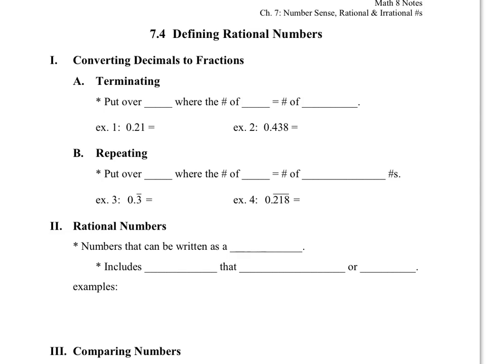So our next section, defining rational numbers. First part, converting decimals to fractions. I know you've done some of this before, so we're not going to spend a ton of time on it. There are two types of decimals.